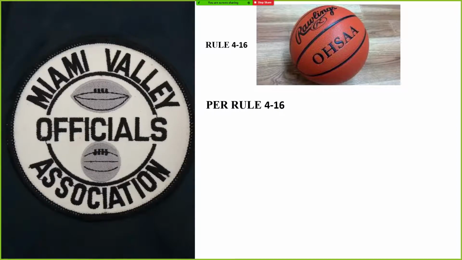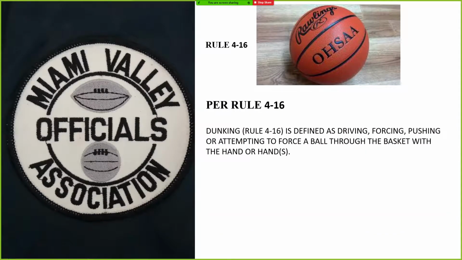Dunking, Rule 4-16, is defined as driving, forcing, pushing, or attempting to force a ball through the basket with the hand or hands. Let's watch the video for some examples.